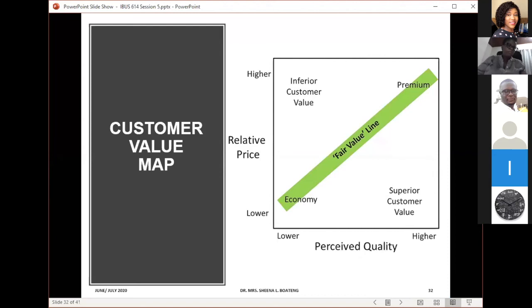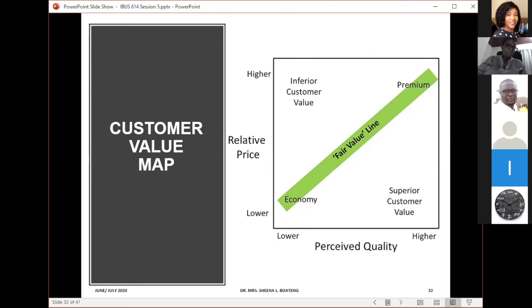So we do not want you to provide substandard products as a marketer. We want you to at least aim for economy. So you go from economy all the way to premium, and anywhere in between these two extremes is fair game. That's why we have customers buying different products from the same brand at different price points, at different levels of quality.